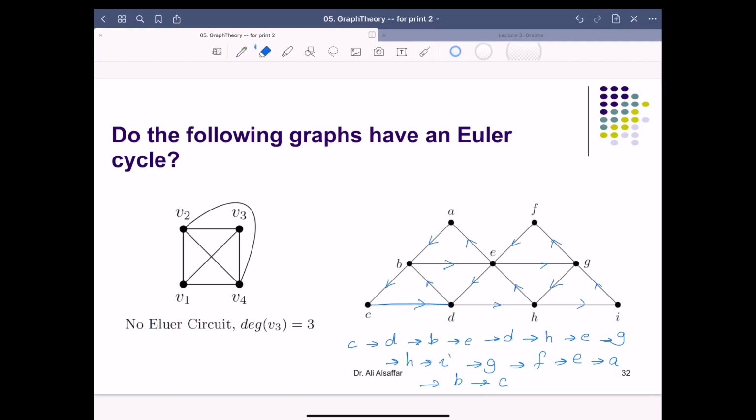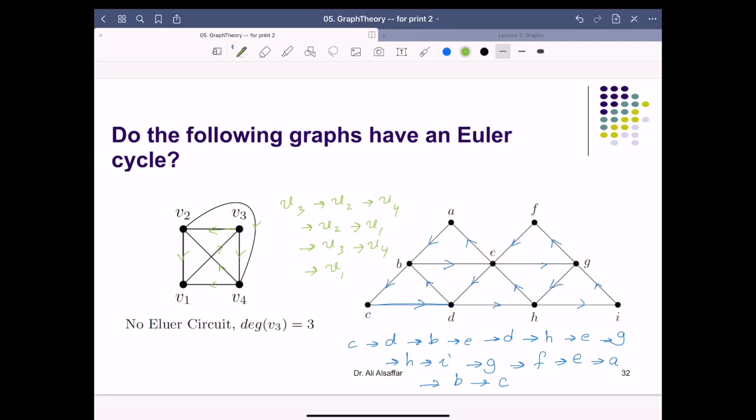So we will start from V3 and go to V2. From V2, we go to V4, and then back to V2. Now from V2, we go to V1, and from V1 to V3. From V3, we go to V4. And finally, from V4, we go to V1. So we have moved from V3 and reached V1. As you notice, we don't have repeated edges and it covers all vertices.